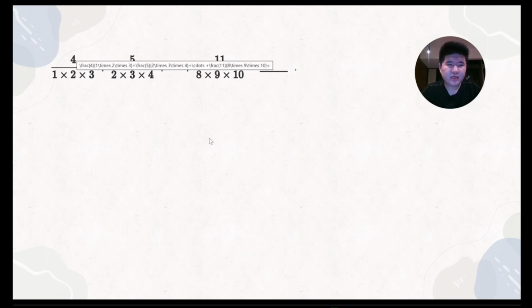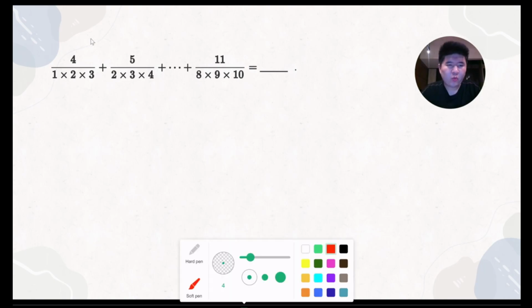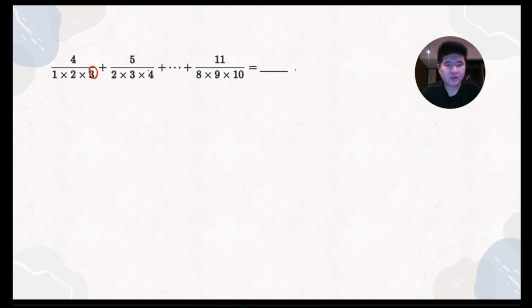The numerator is 4, 5, and so on until 11. If you observe, you'll find it's always 1 larger than the largest number in each denominator. 如果大家观察，我们会发现这个分子始终比分母里最大的那个因数还要再大1。So we can just write the numerator as the largest factor plus 1.